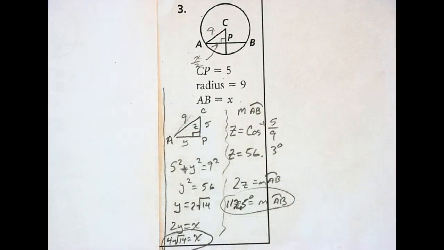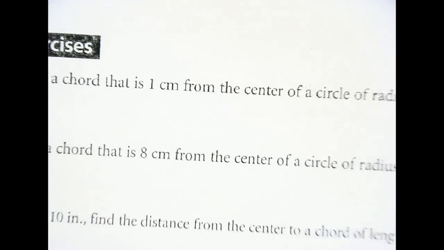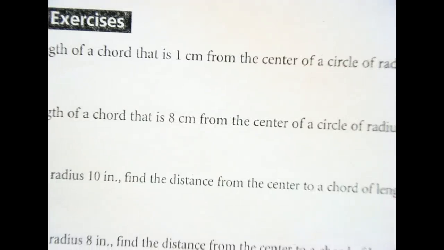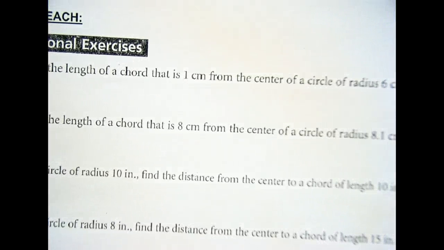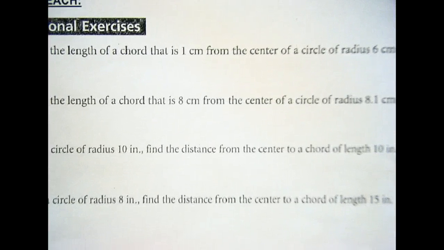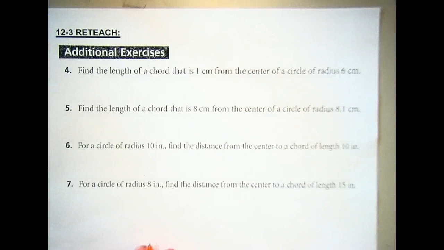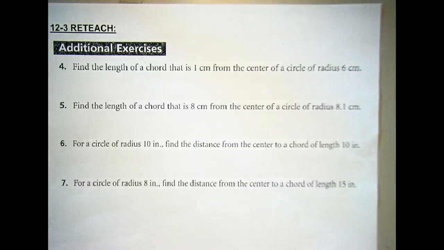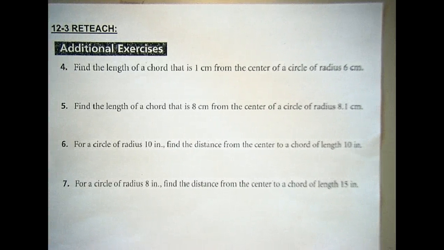Okay. Very good. I want you to take a look at the next problem down there. Take a look at some of those word problems. Number 4 says find the length of a chord that is 1 centimeter from the center of the circle, radius of 6.7. Number 5, find the length of a chord that's 8 centimeters from the center with a radius of 8.1. Number 6, for a circle with radius 10, find the distance from the center to a chord. And number 7, for a circle with radius 8, find the distance from the center to a chord with a length of 15.